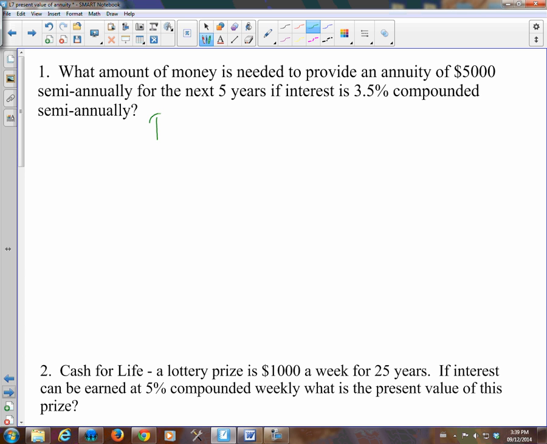So we're going to do our present value, R, N over I. So what amount of money is needed to provide an annuity of $5,000 semi-annually for the next 5 years if interest is 3.5% compounded semi-annually?